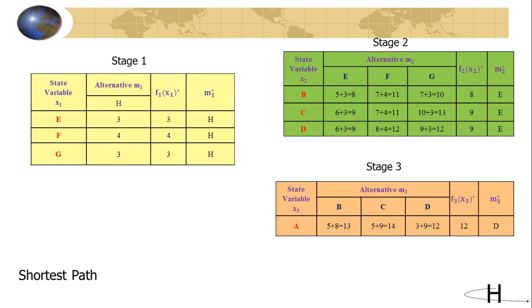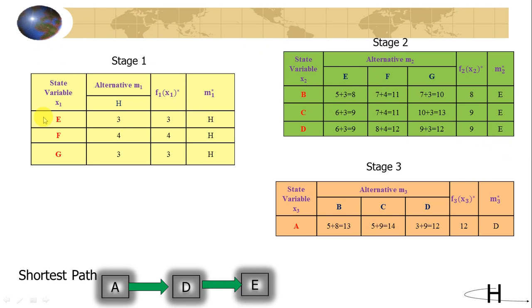Now let's integrate all three stages. This one is stage 1, this one is stage 2 and this one is stage 3. With the help of these three stages, the shortest path is determined like this. From stage 3 we can determine that the salesman has to travel from A to D. With the help of stage 2 we can say that the salesman has to travel from D to E, and with the help of stage 1 we can say that the salesman has to travel from E to H.